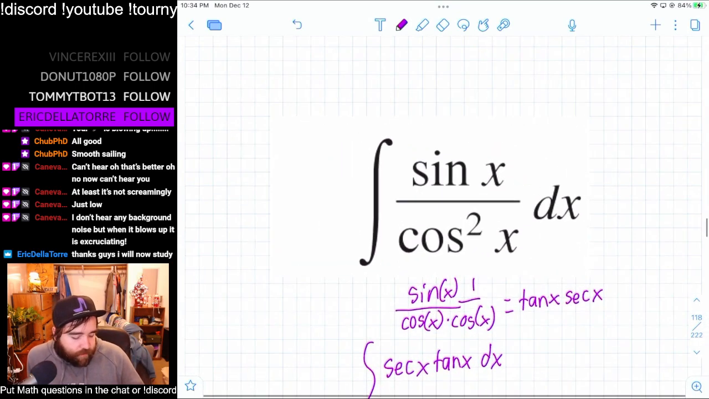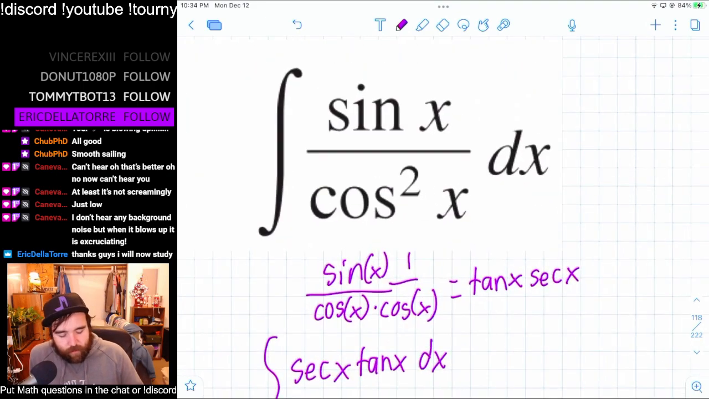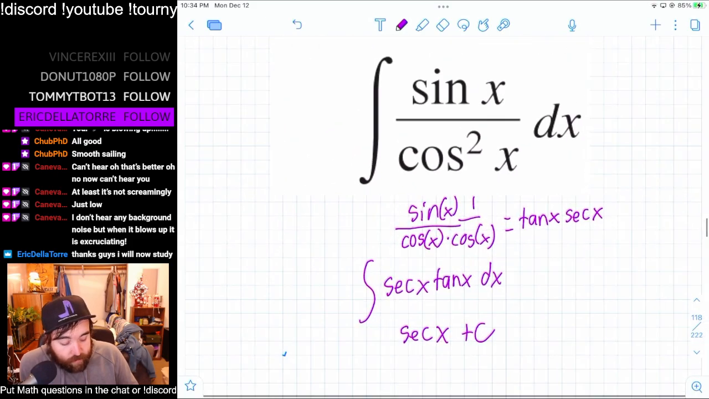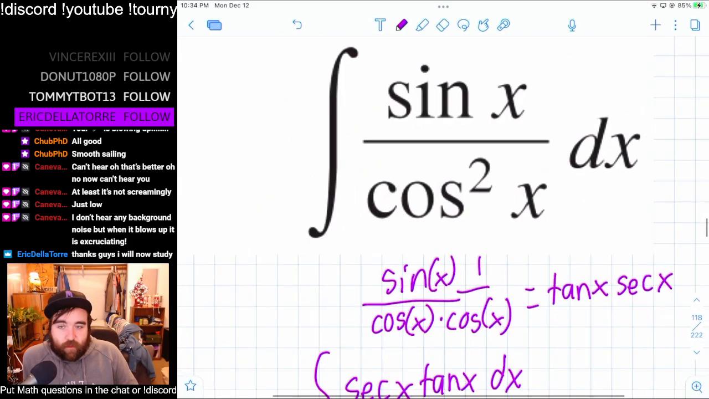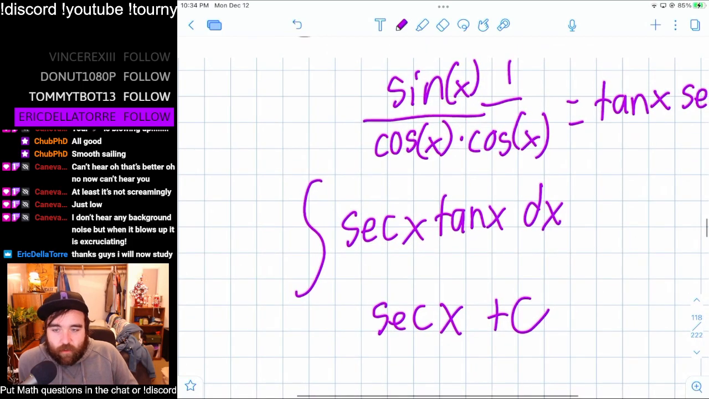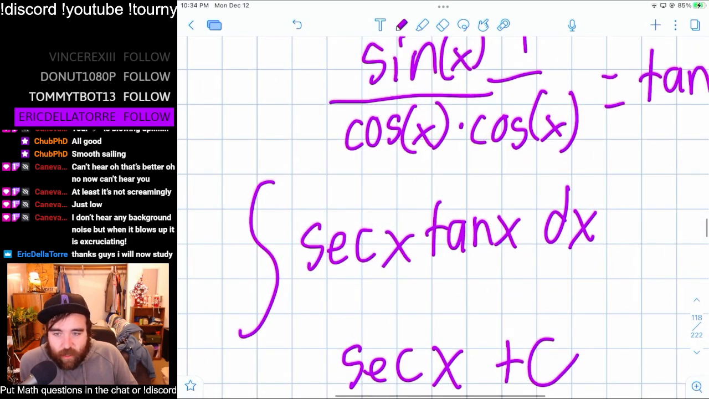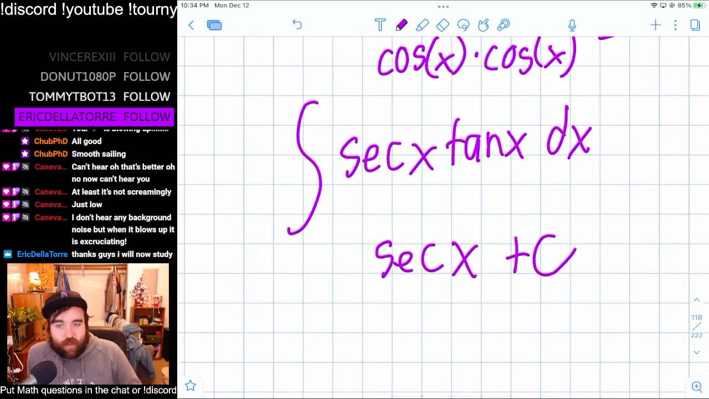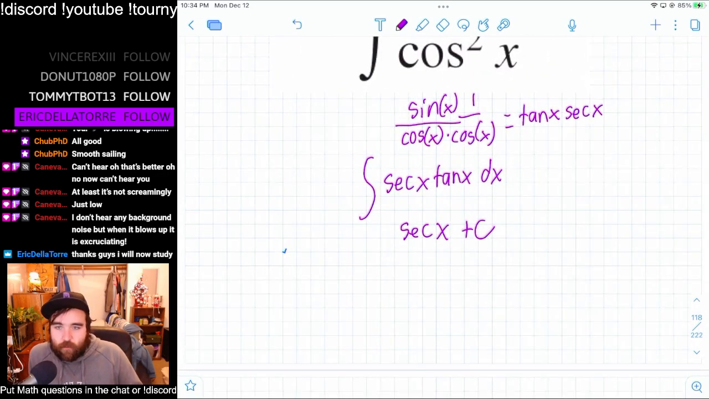This is where your algebra skills come in. You've got to be able to schmooty stuff around properly to get to right answers and get to things that work for you. So like this, you just got to schmooty it until that's equal to secant x times tangent x. And you know if the derivative is secant x times tangent x, the original function's got to be secant.